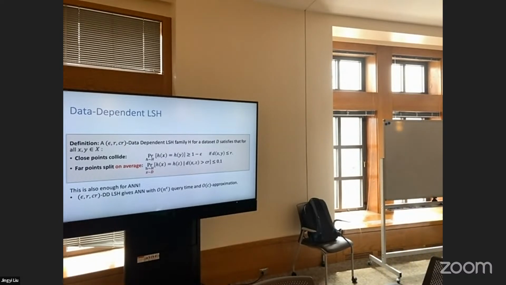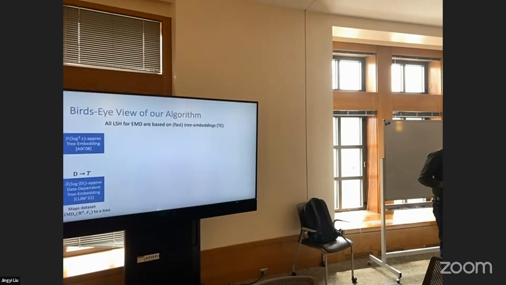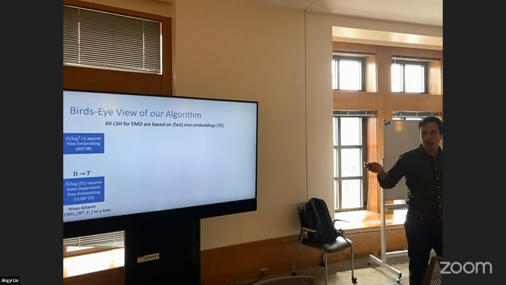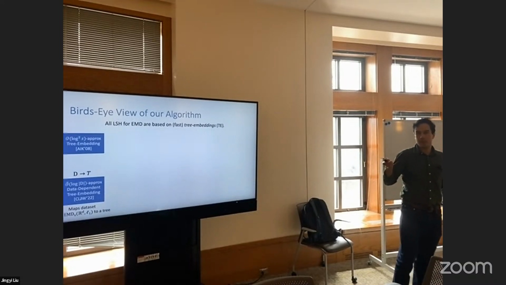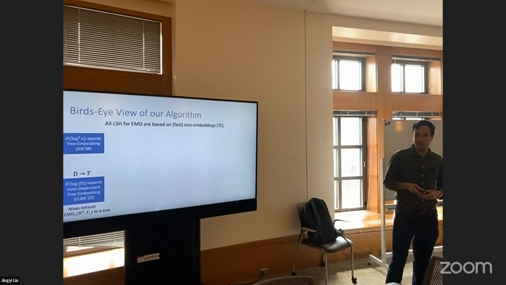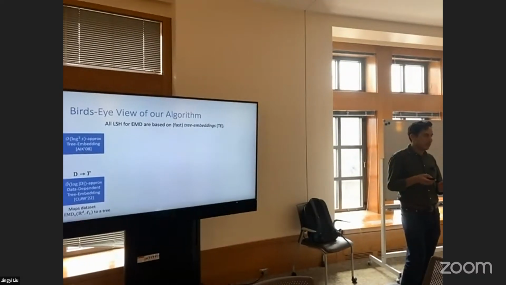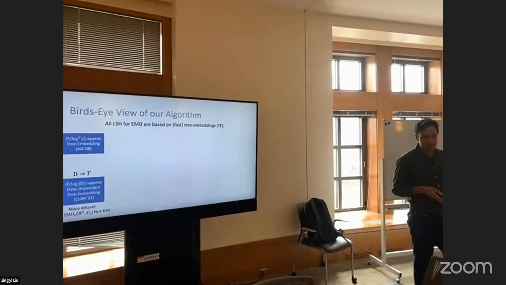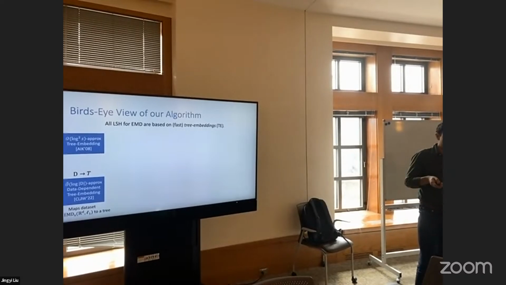So before we jump into the actual meat of what's going on, let me just give you a bird's eye view of how this result comes about. It comes about really by focusing on these things called tree embeddings. It turns out that all the prior work on EMD, even in sketching and streaming algorithms for the most part, but also in nearest neighbor search, the results come from these things called probabilistic tree embeddings, in particular fast tree embeddings that are very quick to compute.